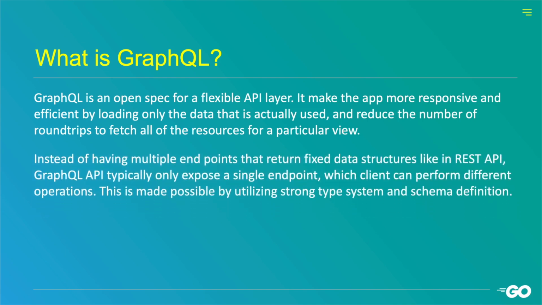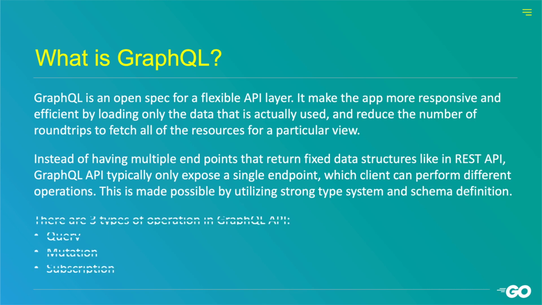Instead of having multiple endpoints that return fixed data structures like in a REST API, a GraphQL API typically only exposes a single endpoint, so a client can perform different operations. It makes this possible by utilizing a strong type system and schema definition. There are three types of operations in GraphQL API: query, mutation, and subscription. We are going to discuss the first two operations and leave subscription for another time.